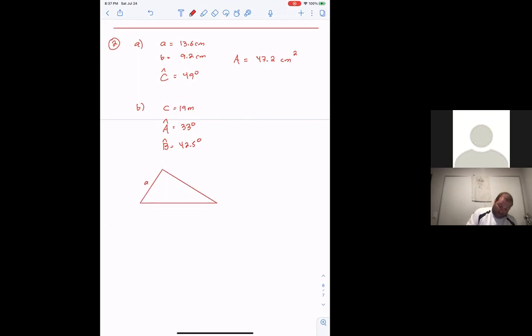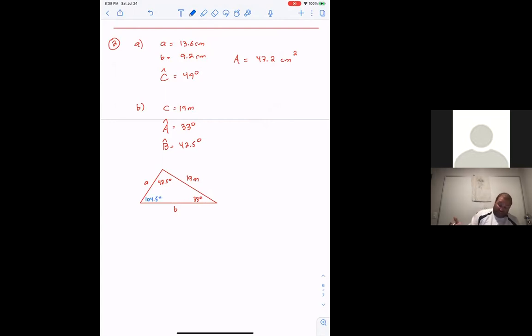Side A, side B, side C. So A hat is down here, B hat is up here. I'm going to write that again, make it a little clearer, 42.5 degrees. And C, I'll erase and just put 19 meters. Well, even before I worry about whether I need it, if I have 2 angles of the triangle, I can subtract their sum from 180, and that gives me the third angle.